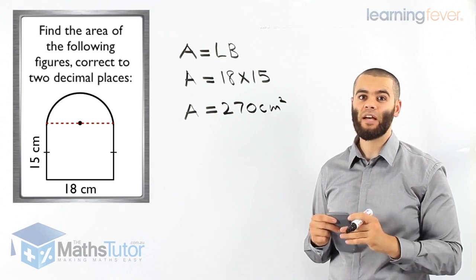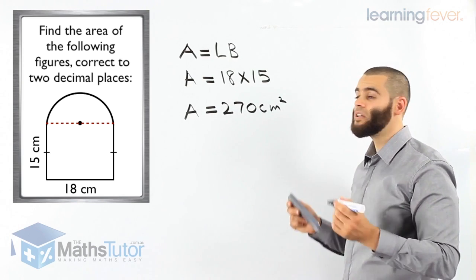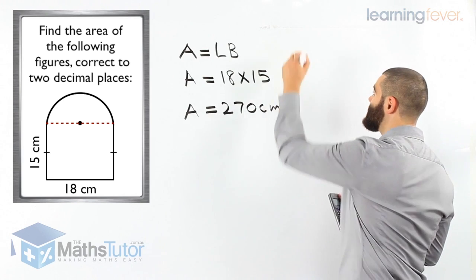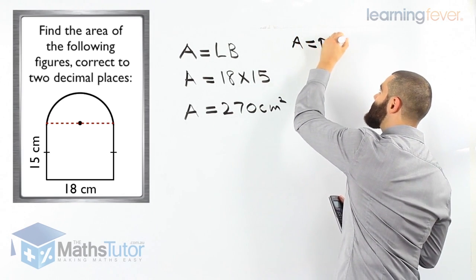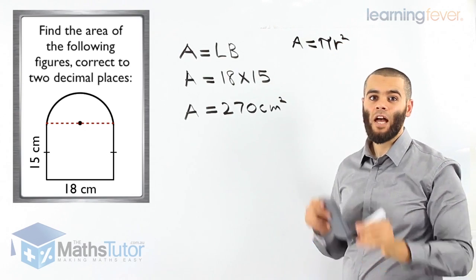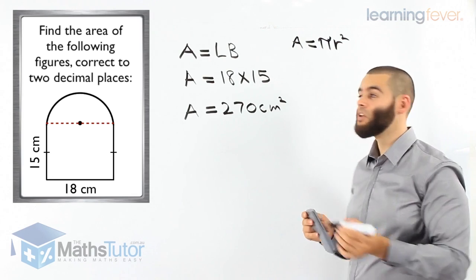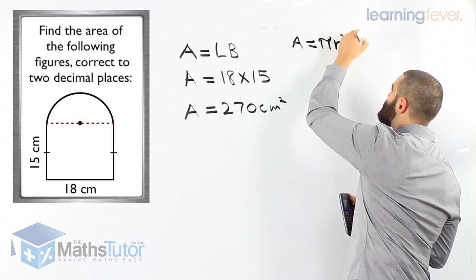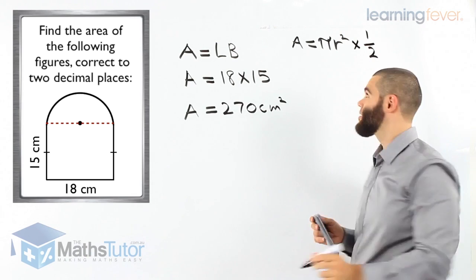Now we've got to work out the area of the semicircle. The semicircle, well, we know that the area of a circle is A equals pi r squared. That is a full circle. We don't want a full circle, we only want half a circle. So we multiply it by half. Now we can work it out.